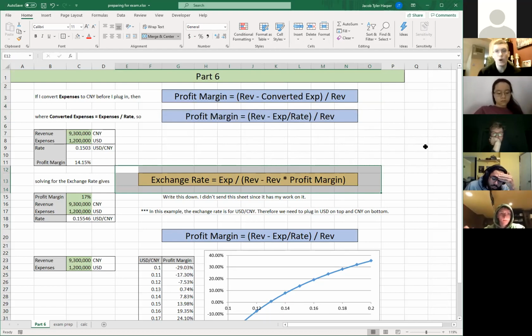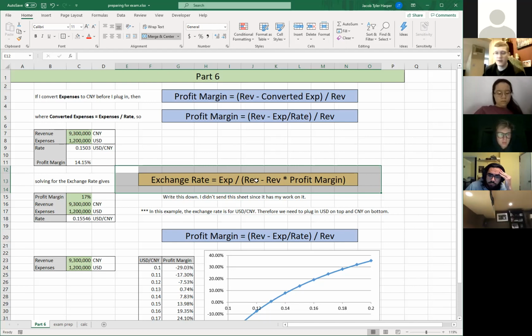This is just one way to simplify that formula above, where you're solving for the exchange rate. You have the expenses on top of this giant fraction, and then on the bottom, you have revenue minus revenue times the profit margin. That's one way to solve for it, and there are a few other simplifications you could use. Like I said, write this down if you didn't solve for this, because I'm not going to send you this spreadsheet since it has my work on it, and I want you to actually do these problems yourself. But if you want me to pull this up again later, just let me know.